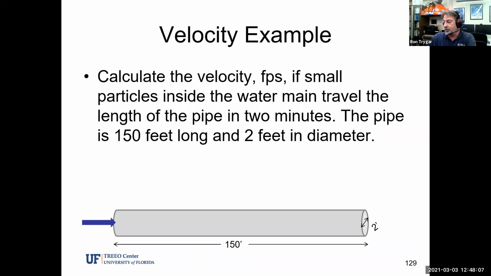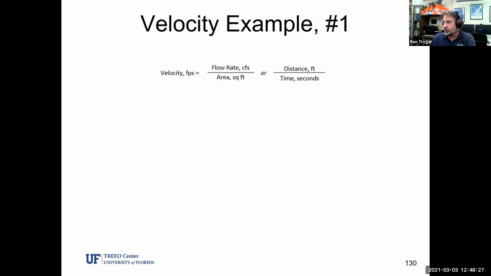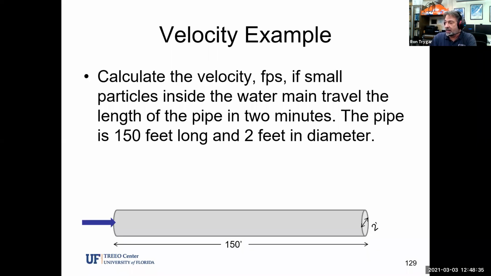So let's look at the first example. The first example says, calculate the velocity in feet per second if small particles travel inside the water main, travel the length of the pipe in 2 minutes. The pipe is 150 feet long and it's 2 feet in diameter. So the first thing we're going to do is recognize which formula will work for this. We had a pipeline, if I go back to the picture, that was 150 feet long, 2 feet in diameter, and we're given the time that it took for these particles to travel.